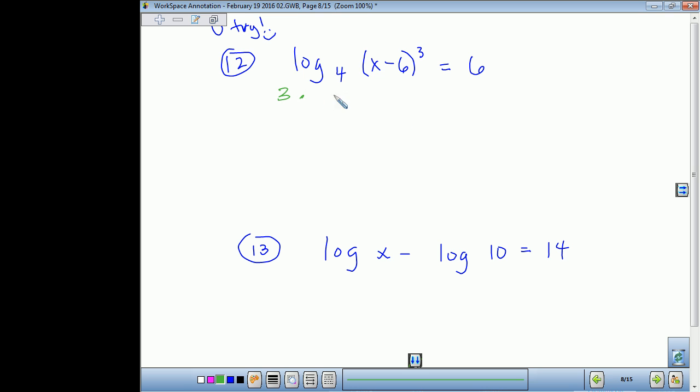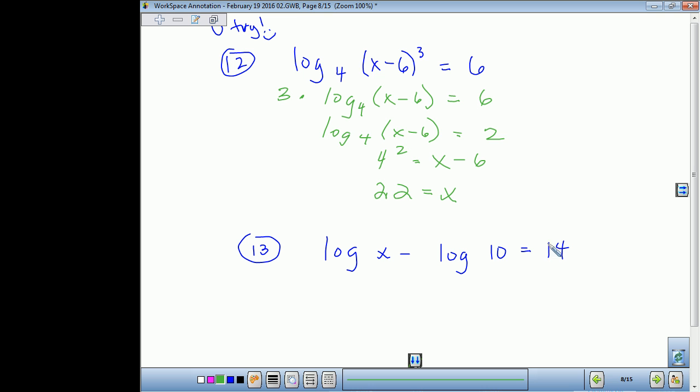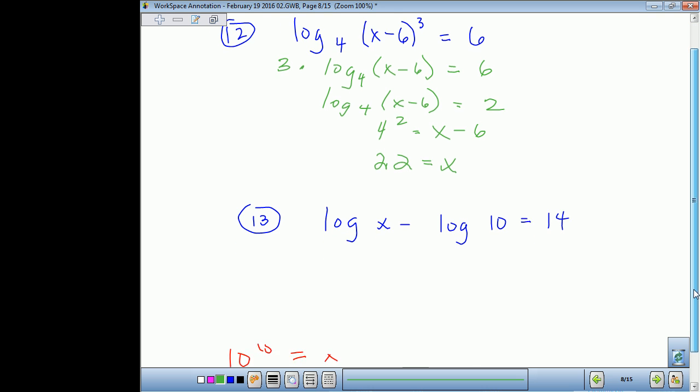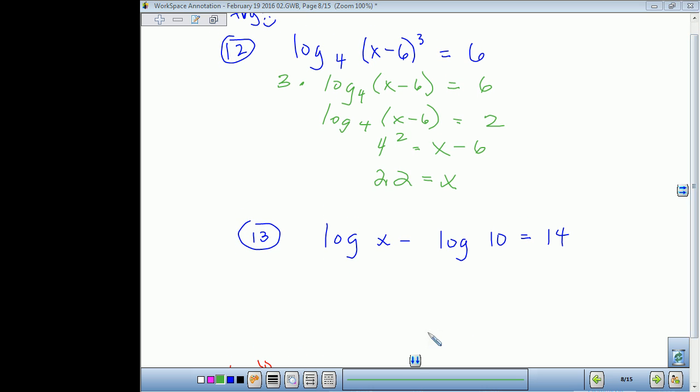Okay, so you can pull the 3 out in front. You divide both sides by 3. You rewrite. You add 6. You're done. Math is so awesome. It is.